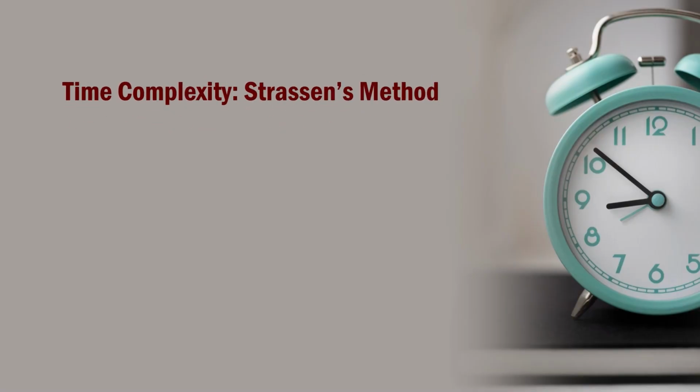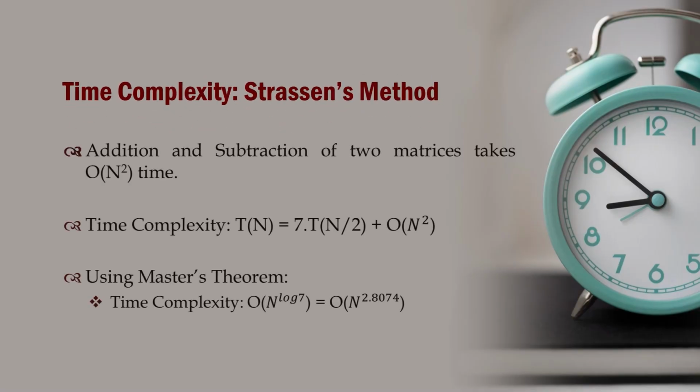If we calculate the time complexity, addition and subtraction of two matrices take order of n square time. But the time complexity in this case is T(n) equal to 7 into T(n/2) plus order of n square. If we compare with the naive approach, the basic approach, it is 8 into T(n/2) plus order of n square. But in the Strassen method, T(n) equal to 7 into T(n/2) plus order of n square. Using the master theorem, the time complexity will be order of n to the power log 7. And what will be the value of log 7? The log 7 value will be 2.8074.